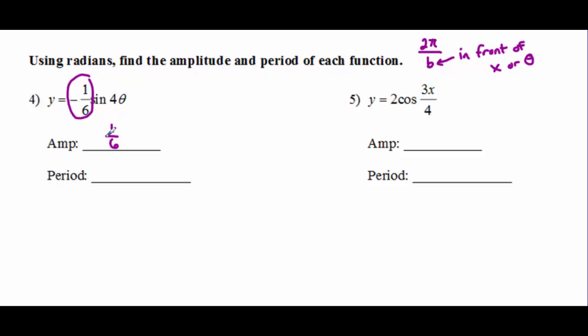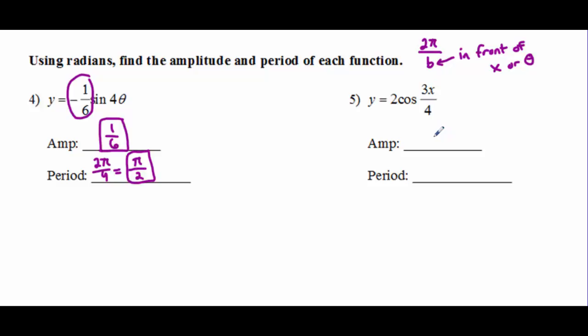When I go to write the period of this, I'm going to put 2 pi over what's in front of theta, which is 4. And then I'm going to simplify this so that it is pi over 2. And that is my answer, 1/6 and pi over 2. So it may not seem like a big deal to you if you put a negative 1/6 instead of a 1/6, but it's wrong because it's supposed to be positive 1/6.